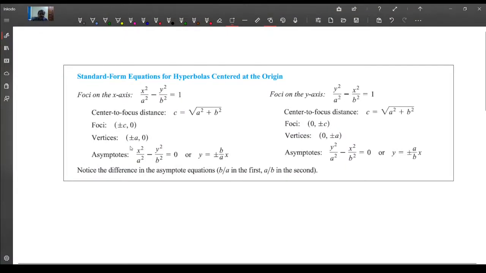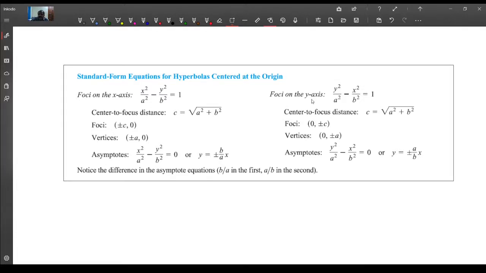So let us summarize the things that we have studied. If the focal axis is the x-axis, the standard form equation of the hyperbola is x square by a square minus y square by b square equal to 1. Center to focus distance is c, the square root of a square plus b square. Foci are plus or minus c, 0. Vertices are plus or minus a, 0. Asymptotes are x square by a square minus y square by b square equal to 0, or y is equal to plus or minus b by a into x.